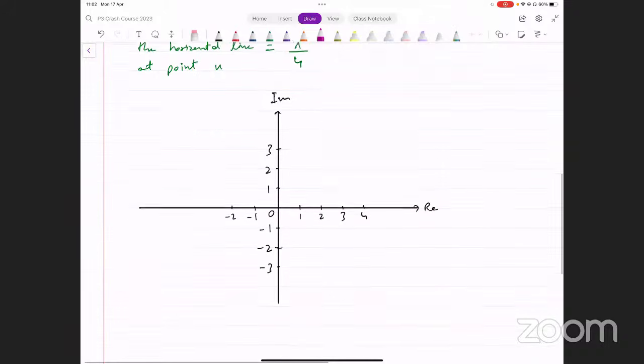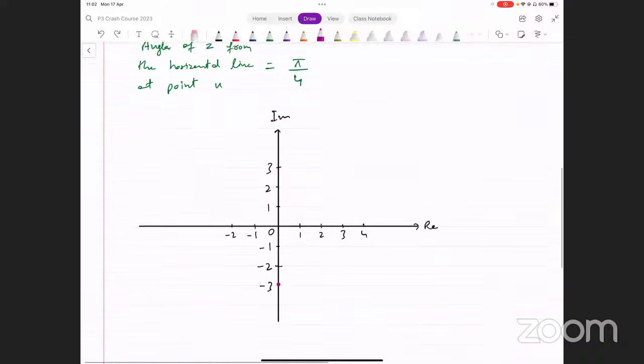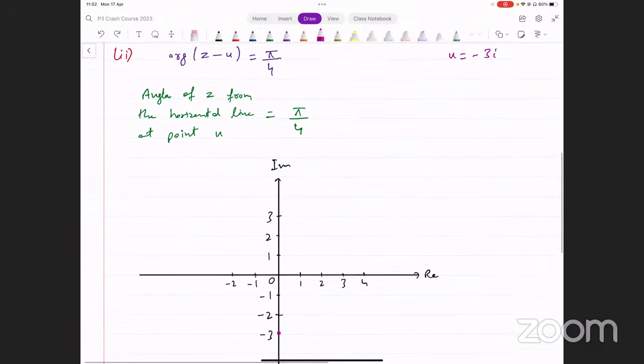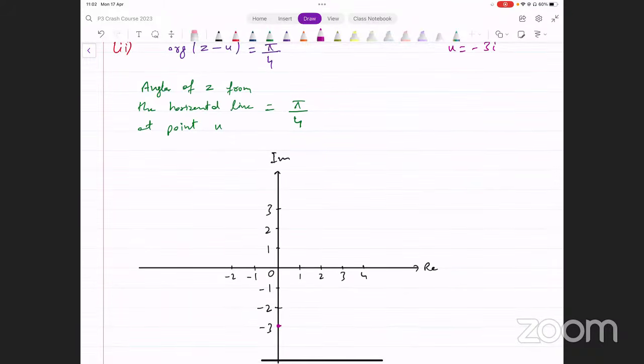Okay, let's mark that point here. -3i, that's going to be this point here. And now what you want is the argument of z, the angle of z from the horizontal line drawn at the point u. So you're going to draw a line to the right of u like this, and measure the angle from this line. That angle has to be pi over 4. Pi over 4, in degrees, is 45 degrees.